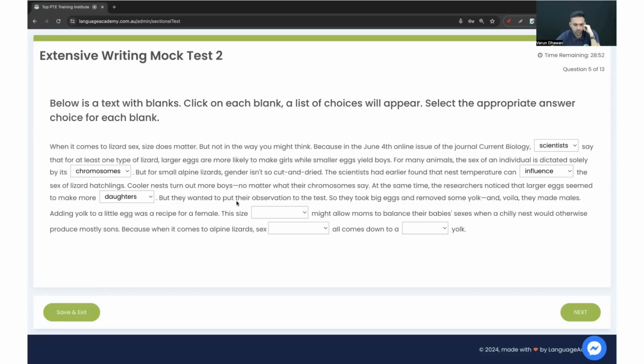But they wanted to put their observation to test, so they took big eggs and removed some yolk, and voila, they made males. Adding yolk to a little egg was a recipe for a female. So whenever there was yolk in the egg, it was female. This size dash might allow moms to balance their baby sexes when a chilly nest would otherwise produce one. This size manipulation. Why manipulation? Replication is to do the same thing. Constipation is a problem with your gut or, you can say, stomach.